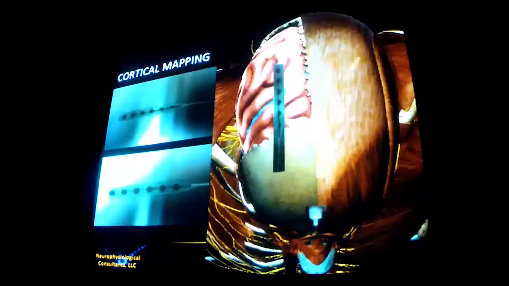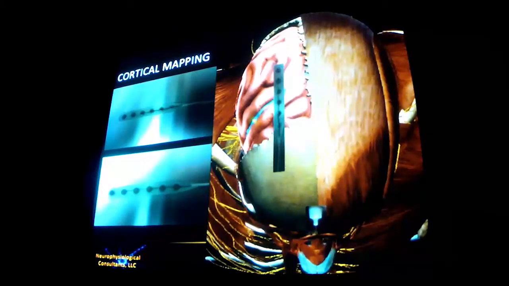So sensory motor localization creates a phase reversal, and that phase reversal is going to be sensory or motor, and allows you to pinpoint the location of the sensory and motor cortices. So here's a central sulcus that's highlighted, and here's contact 1, 2, 3, 4, 5, 6.